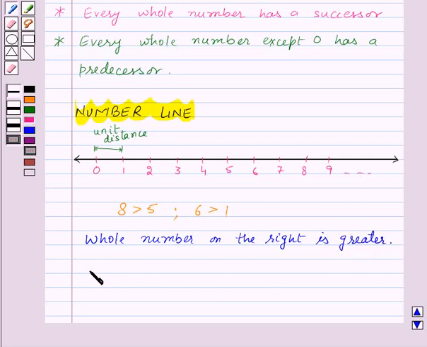Or we can also say that whole number on the left on the number line is smaller, as the number 5 lies on the left of number 8. Also, 5 is less than 8. Same way, number 1 is less than number 6 and it is on the left of 6. That means whole number on the left is smaller.